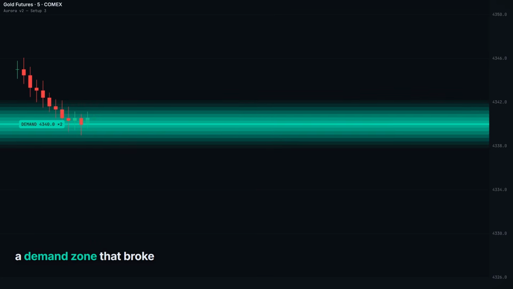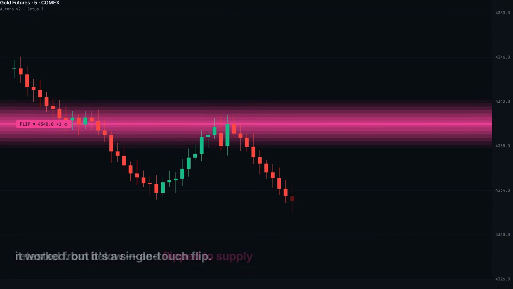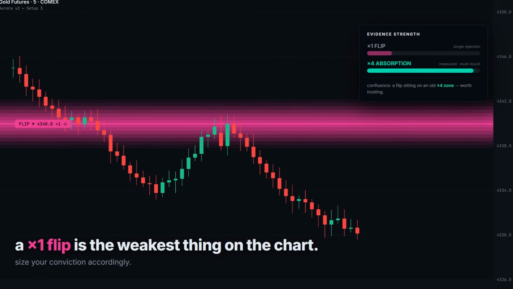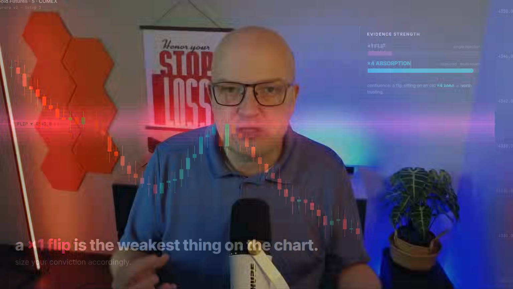Setup 3, the flip and why you treat it carefully. Earlier we had this, a demand zone that broke and then flipped to supply when price retested it from below. It worked, price rejected. But this is a single touch flip. And I want you to internalize the hierarchy. A 4 times defended absorption zone is a much stronger object than a fresh flip.